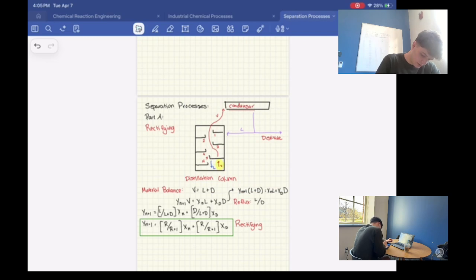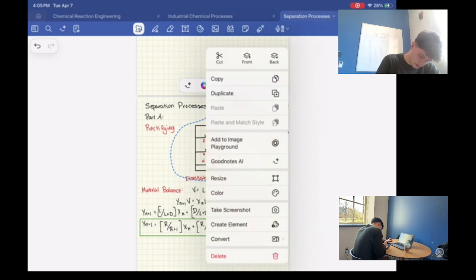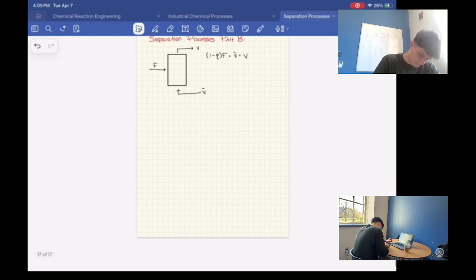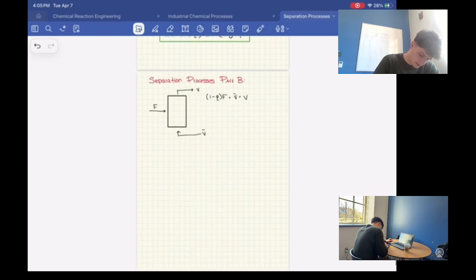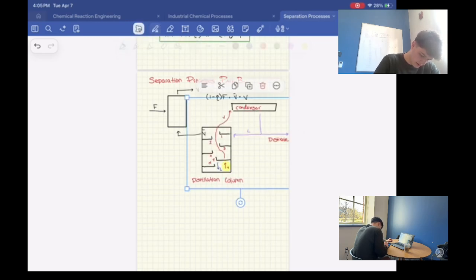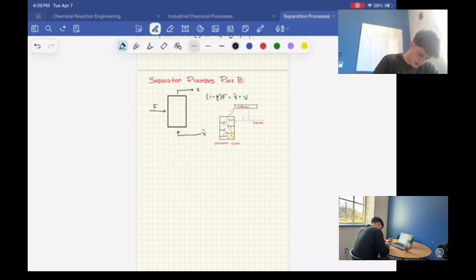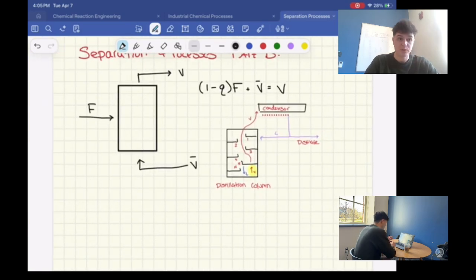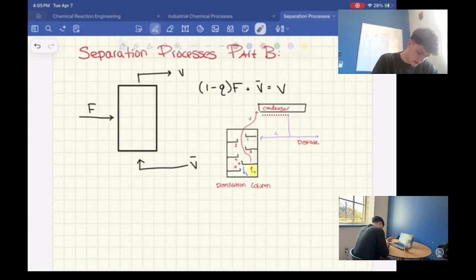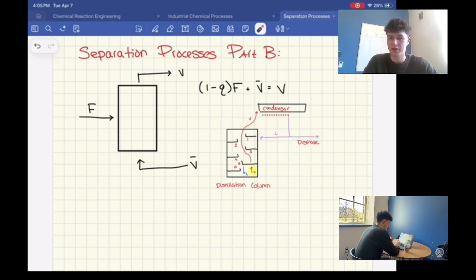Okay, we're going to bring this down here and paste it here. We're going to make it rather small. And as I said, we have our vapor coming up, our liquid coming back in, and our distillate leaving, which will be very important in this portion of the homework.